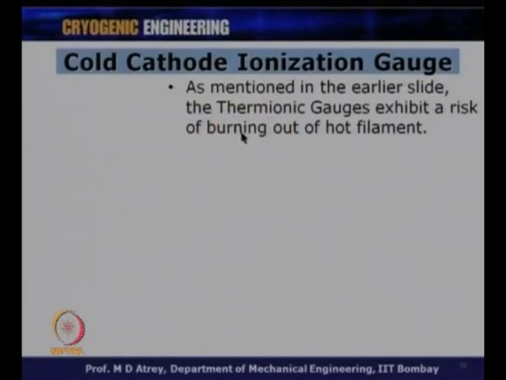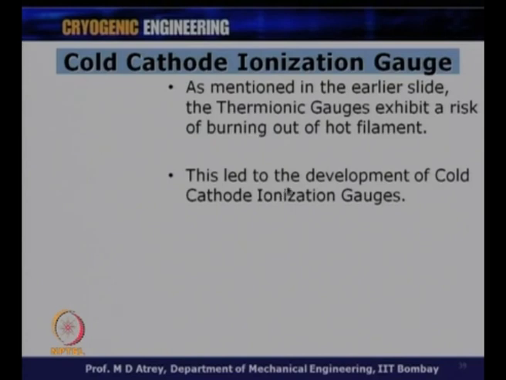Now, let us come to the next one, which is the cold cathode ionization gauge. As the name suggests, it is cold. The earlier one we talked about is hot, and therefore we had some problems. All these problems can be taken care of if we go with the cold cathode ionization gauge, and this is normally used as a very powerful gauge called the Penning gauge. So, the Penning gauge works on this principle. As mentioned in the earlier slide, thermionic gauges exhibit a risk of burning out the hot filament. This led to the development of cold cathode ionization gauges.